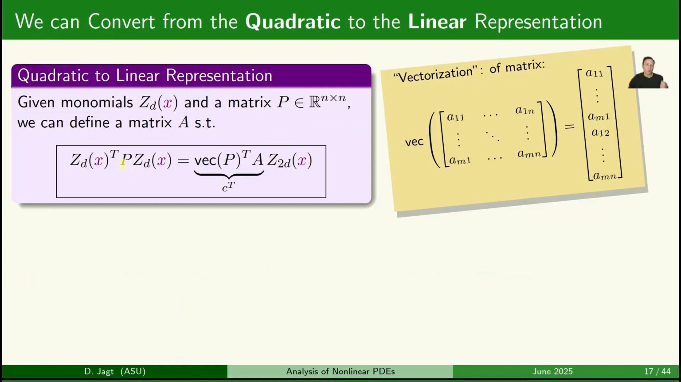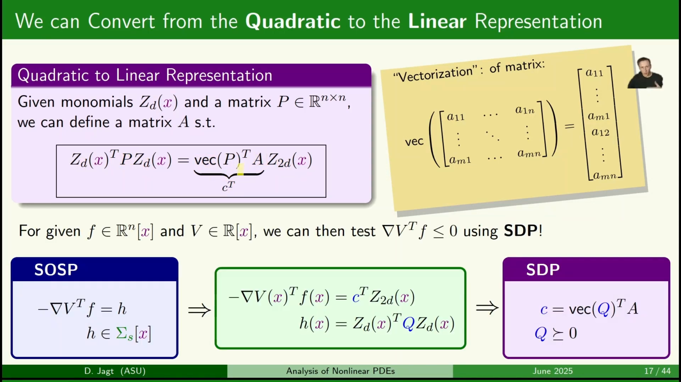So if we have some polynomial in the quadratic representation defined by some matrix P and these monomials of degree d, we can represent this equivalently in the linear representation using now monomials of degree at most 2d, and where this vector of coefficients c here can again be computed exactly. In particular, this matrix A and this vectorization of the matrix P can both be computed exactly and numerically. So then we can enforce equality constraints of polynomials in this linear representation, meaning that we can actually pose our SOS program here as a semi-definite program, or SDP.